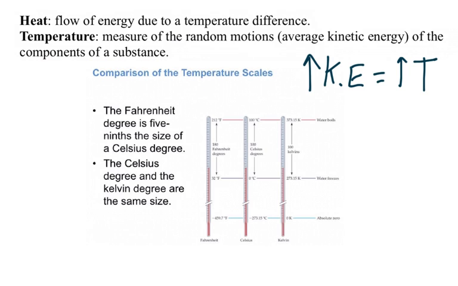And you can see on the bottom there are three scales. We have Fahrenheit, Celsius, and Kelvin. The official SI unit for temperature, if you recall, is the Kelvin scale. Now we're going to talk a little bit more about these three scales.